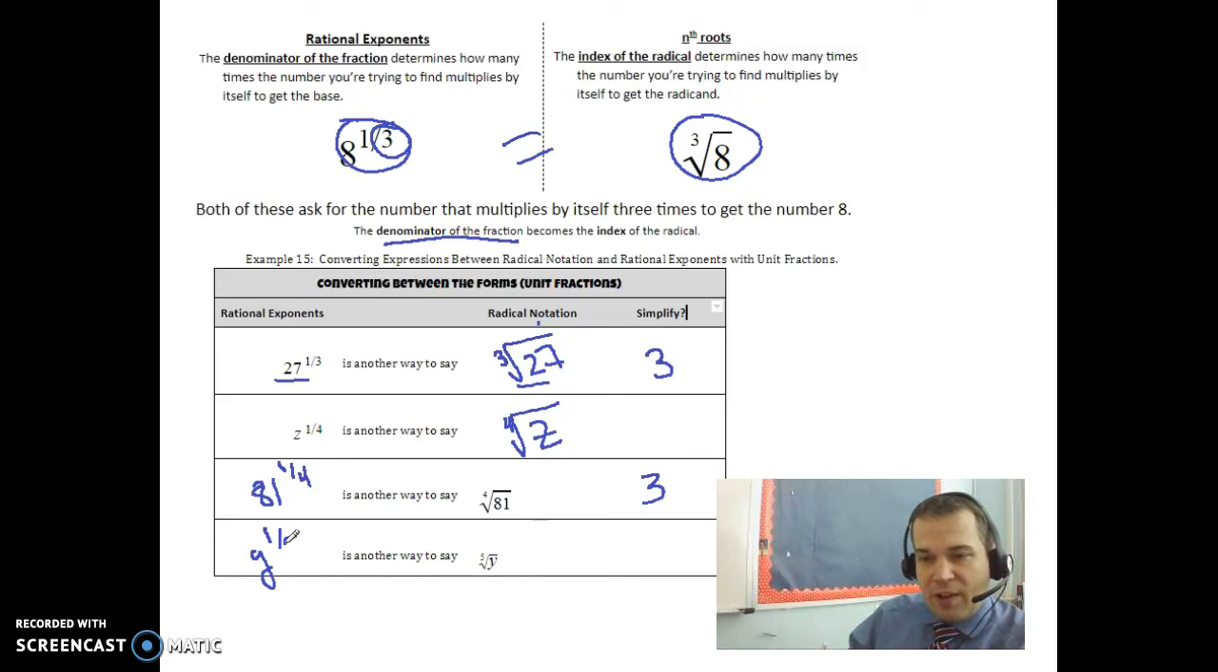An example I wish I'd included in these notes actually would have been, what about just the square root of, say, x, when there's no index written? The default value there is going to be equal to 2. So in a situation like this, what I would do is take this x, and even though the 2 is not written, this does ask us what multiplies by itself 2 times to give us what's underneath, so I put that as a 1/2 power.